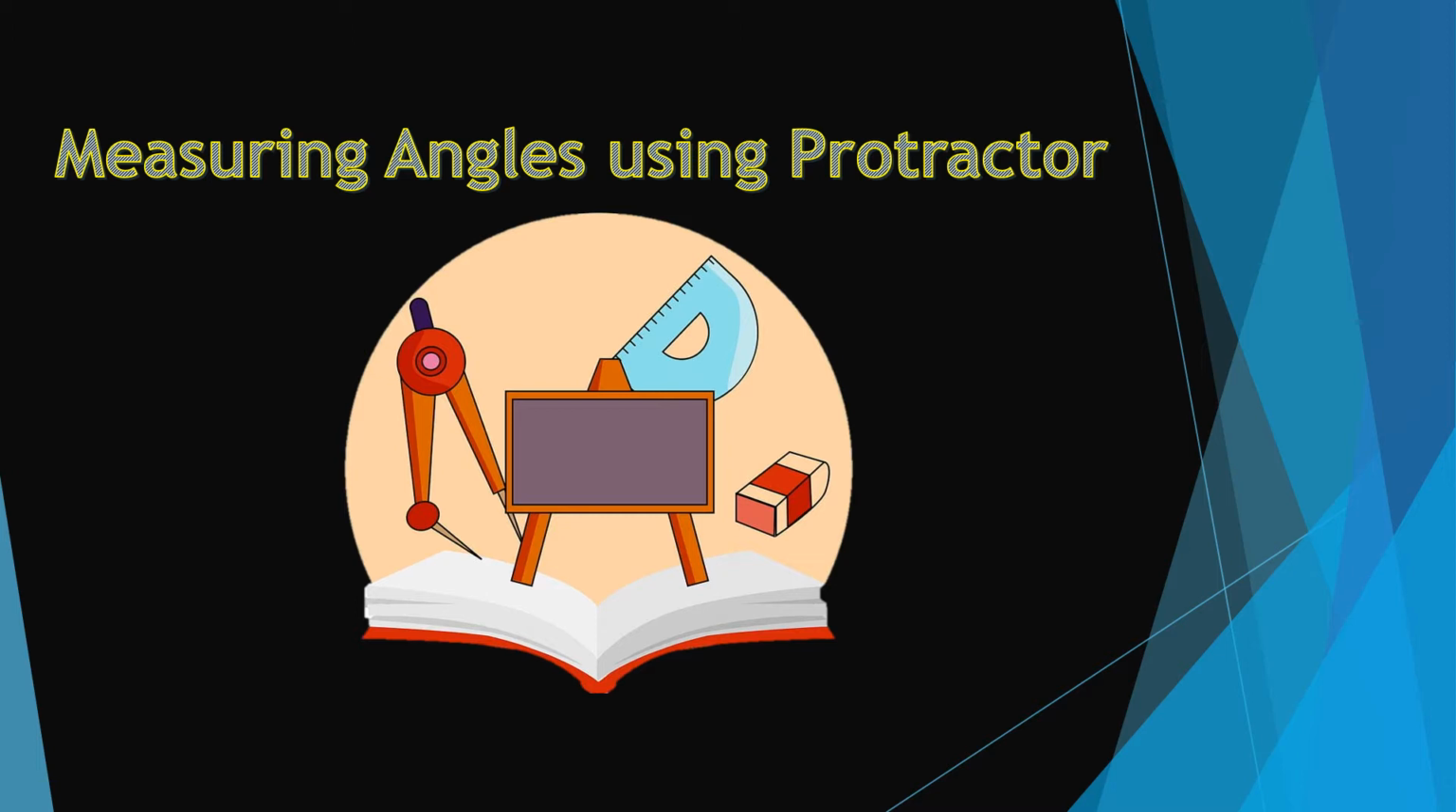Now we will see the way of using the protractor to measure angles. Look at the given angle here. Just by looking at the angle, we can see it's an acute angle. But to know the correct size of the angle, we have to use the protractor. To use the protractor, there are some steps to be followed.